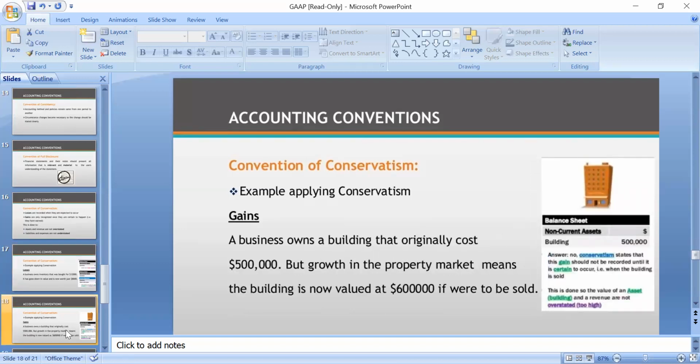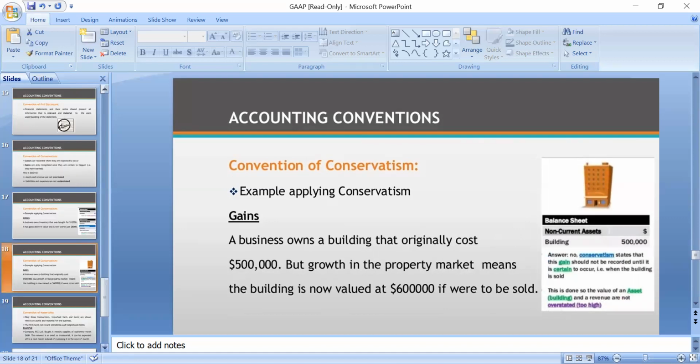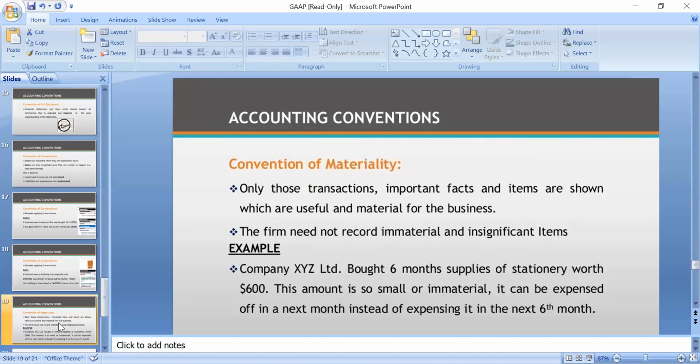Example, applying conservatism in the case of gains: a business owns a building that originally cost $5 lakh, but growth in the property market means the building is now valued at $600,000 if it were to be sold. Hope you understand. The next convention is convention of materiality.